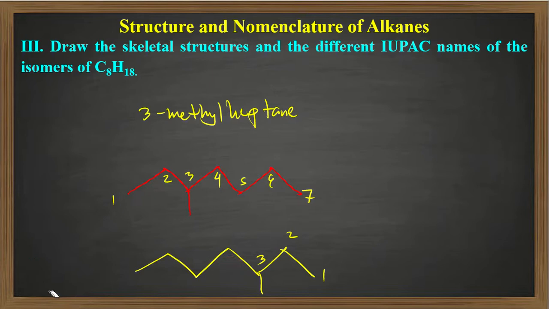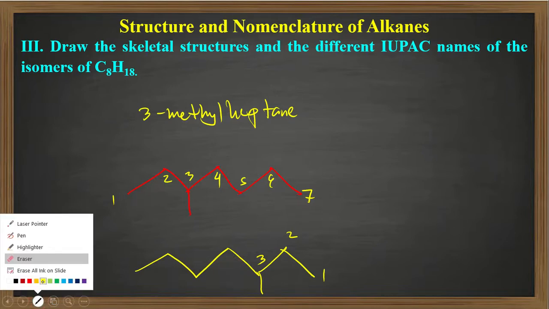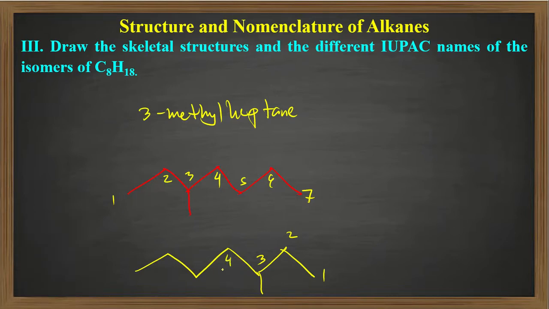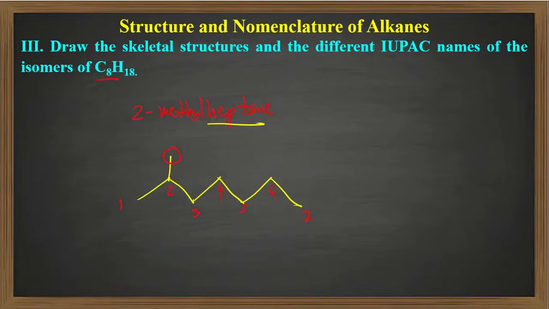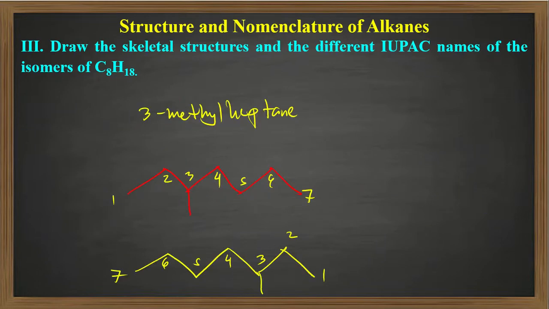If you start from the right side with your carbon number 1, 4, 5, 6, 7, it is the same with this one here. They are the same. 1, 2, 3, 4, 5, 6, 7. If your methyl is here, they are the same. 1, 2, 3, 4, 5, 6. They have the same name, 2-methyl heptane, just like this one here.